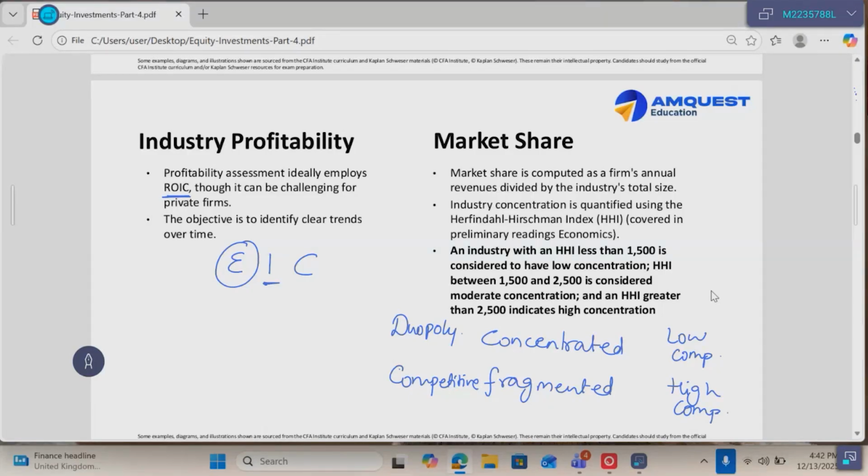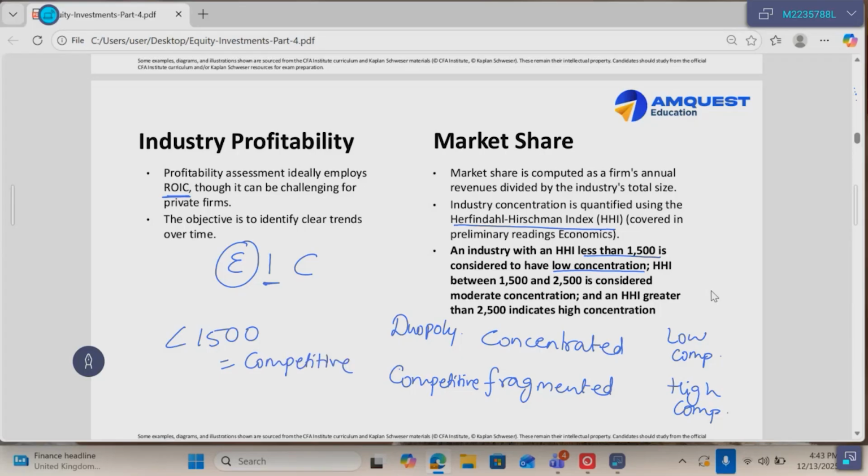So one of the measures to identify whether it is a concentrated or a fairly competitive market is the HHI, which is the Herfindahl-Hirschman index. After taking the score of the HHI, we are able to determine whether it's a competitive industry or a non-competitive industry. So if the HHI is less than 1500, that means it is low concentration. So less than 1500 means competitive.